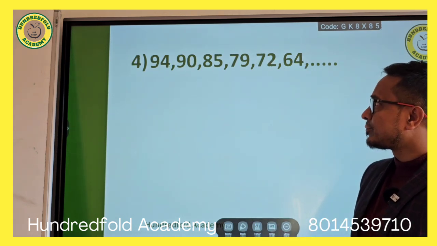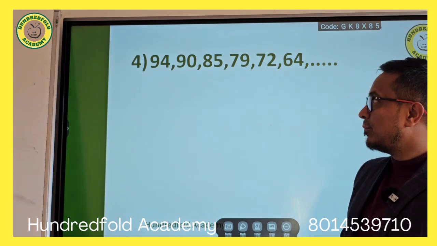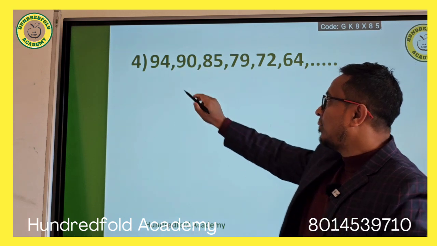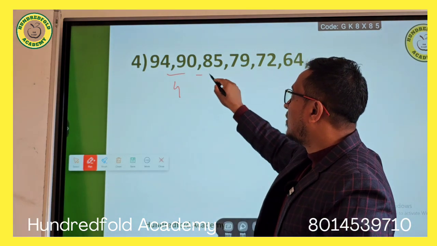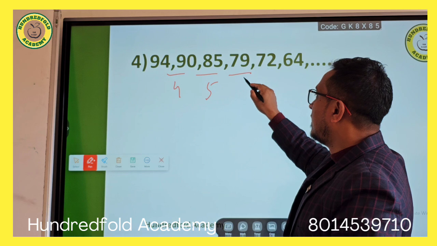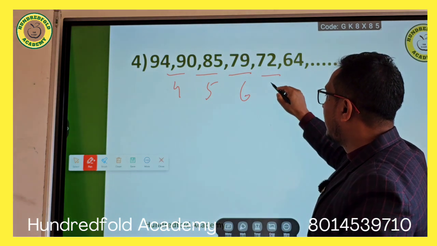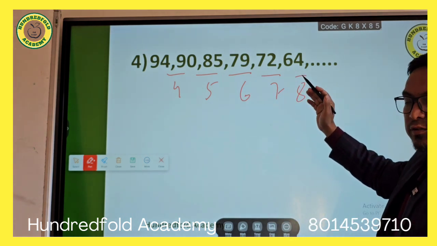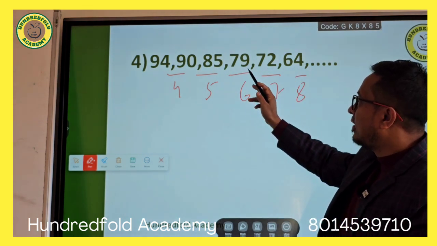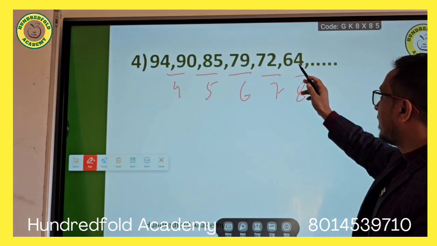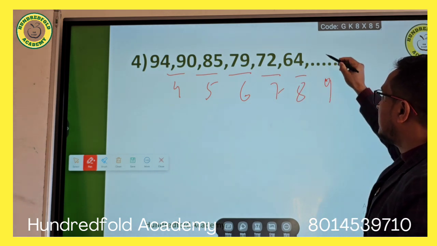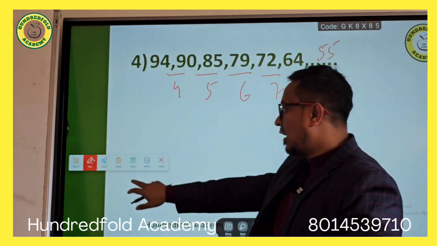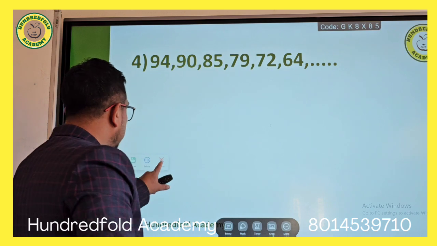So that's how these simple shifting of numbers work, either by increasing or decreasing. In this case, it's slightly different. Now it may not be the same. You see, from 94 it became 90. So that means it decreased by 4. Then this one decreased by 5, decreased by 6, decreased by 7, and it goes on. So the next one will decrease by 9. So I think around 55 is your answer.